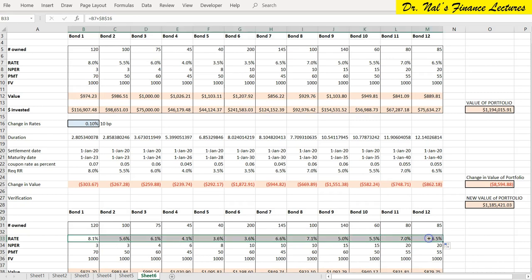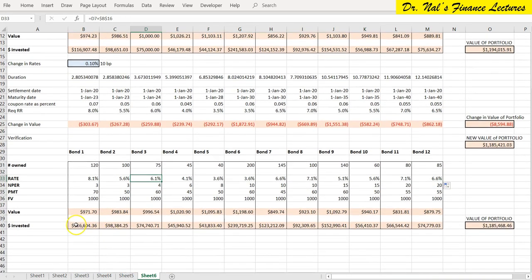So all of these interest rates went up by 0.1%. As you can see, this one was 6% and this one is 6.1%. And suddenly, guess what? The table automatically updates. So you guys can see these changes. And as a result, the value, hey, that's the true value of the portfolio. This is true value. True value. Versus this one was an approximate value.